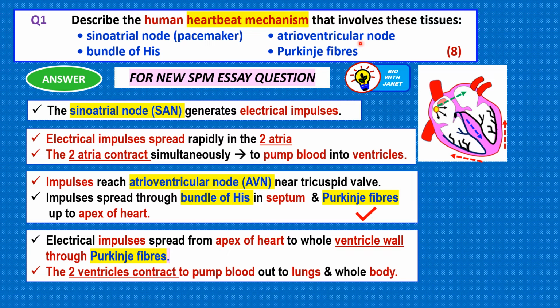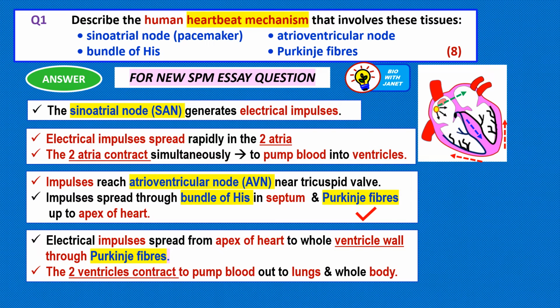Here is the answer to the question. Describe the human heartbeat mechanism that involves these tissues: sinoatrial node, atrioventricular node, bundle of His, and Purkinje fibers. I've typed in one whole answer for you here, and each tick is 1 mark, including a tick for Purkinje fibers and a tick for bundle of His here. So altogether it is 8 marks.